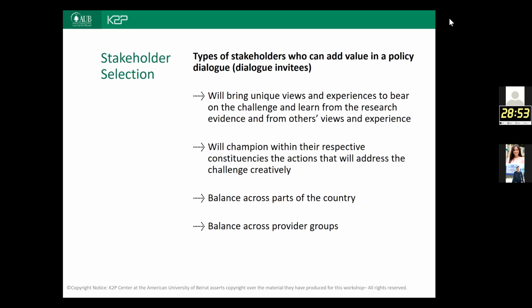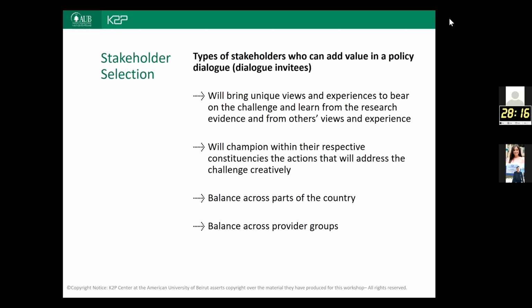You would also want to ensure that you don't get all the same stakeholders. So if you're having a national policy dialogue on a topic that is national and not regional, you would definitely want to have people coming from different regions of the country. If you're working on a national topic, you don't want hospitals to come only from Jakarta, for example. You want to have a representation from different parts of the country and to have a balance across provider groups.